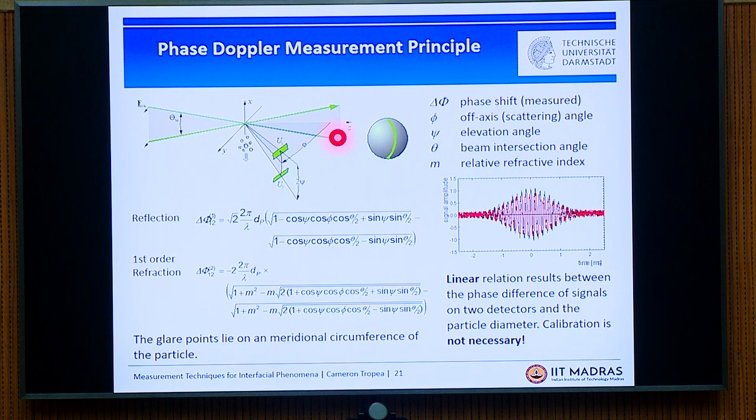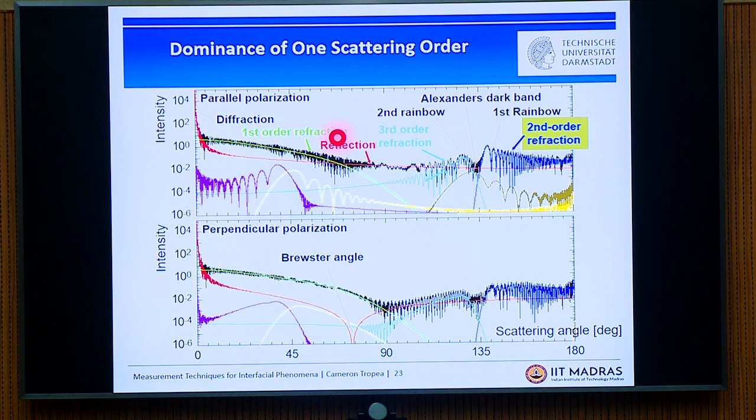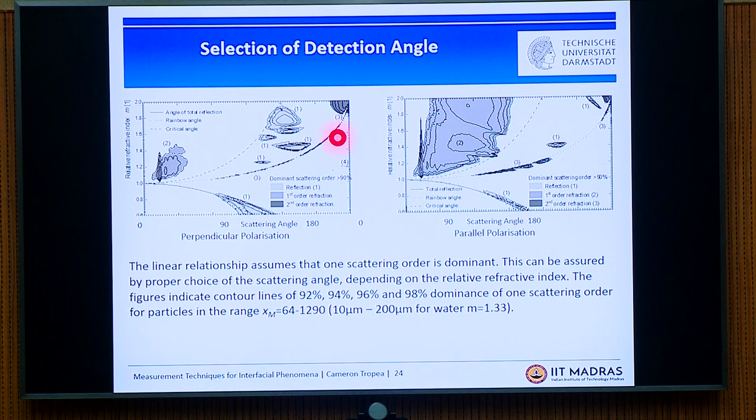So this is then a little bit the setup. You would have two beams, it's like a laser Doppler. And you have a measurement volume, and then you have a receiver with two detectors, and then some sort of a processor, et cetera. And the signal we've already looked at. How you get the phase difference, I'll do in the next slide. But I just wanted to remind you again, I forgot that I had that slide, that you must set it up so that one scattering order is dominant. I'll skip that. That's just another way of showing where the scattering orders are dominant.